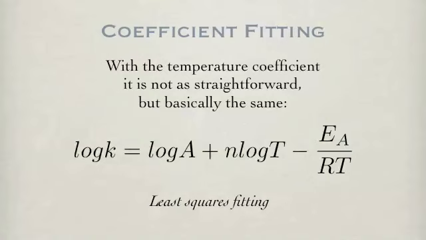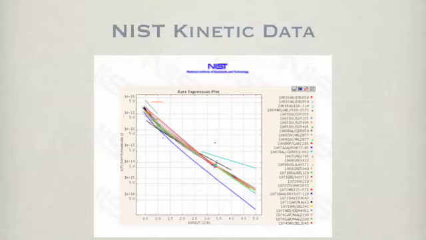If the expression is to include the temperature coefficient, then a simple plot is not possible. However, given enough points, a least squares fitting is possible. There are published compilations of rate constant data extracted from literature. One good example is NIST, the National Institute of Standards and Technology in the United States.